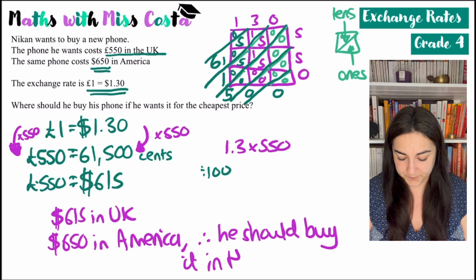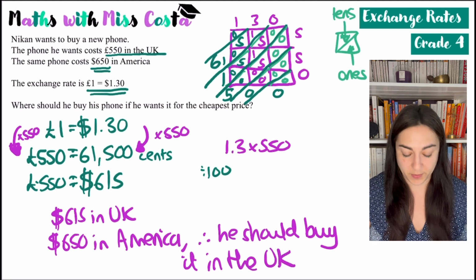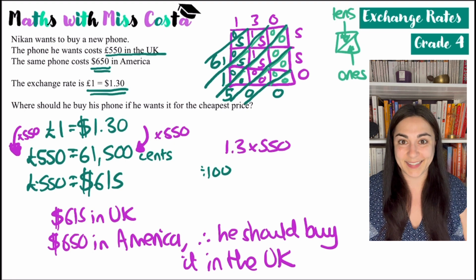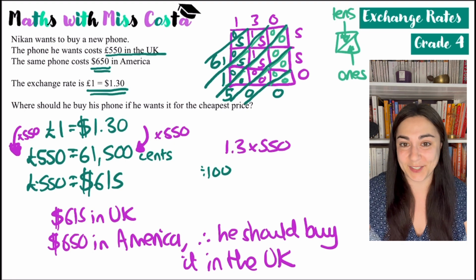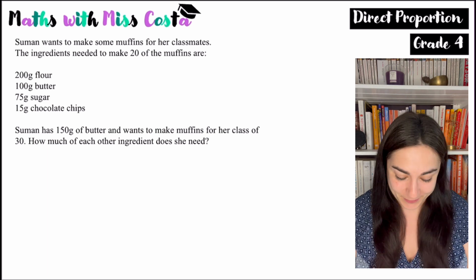in the UK. If it was a calculator paper, you could also have divided 650 by 1.3, but as it's a non-calculator, I just went for the easiest option. Okay, so direct proportion we use all of the time in real life.